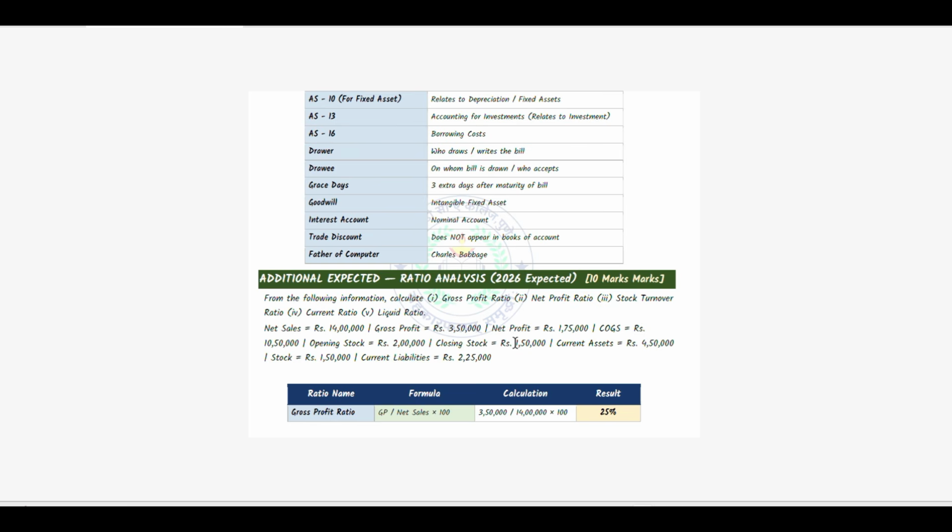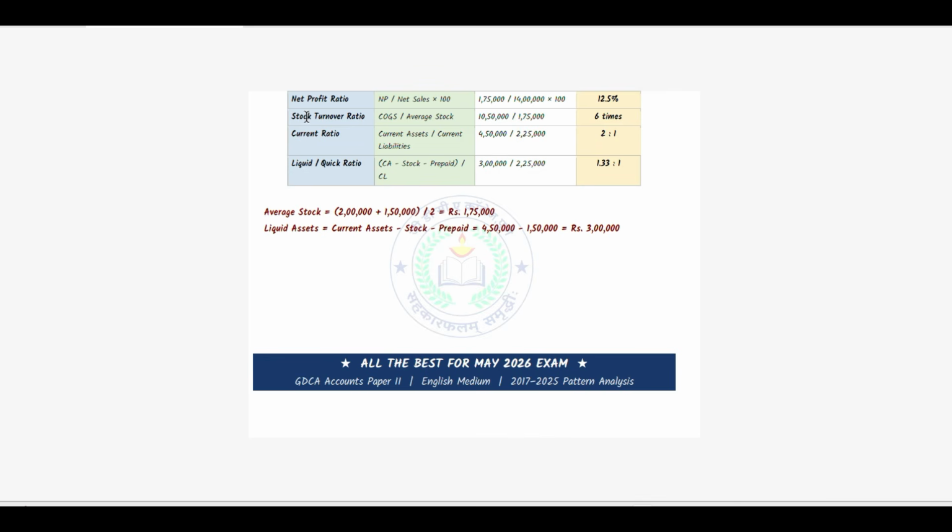First, to calculate gross profit ratio, GP divided by net sales into 100. What is the calculation? 3 lakh 50,000 divided by 14 lakhs into 100, which results in 25%. Net profit ratio, NP divided by net sales into 100. That is 1 lakh 75,000 divided by 14 lakh rupees into 100. That comes to 12.5%.